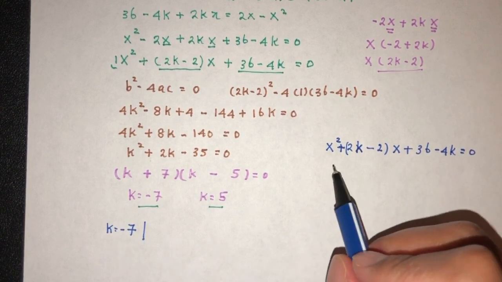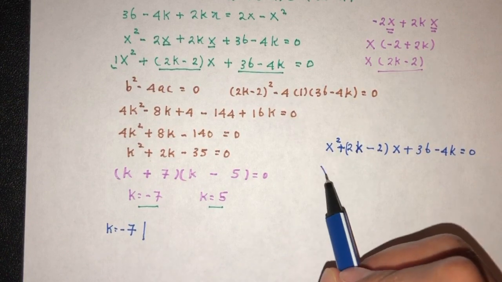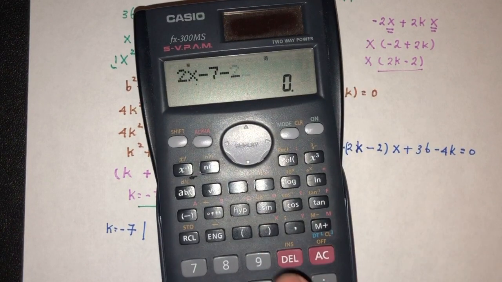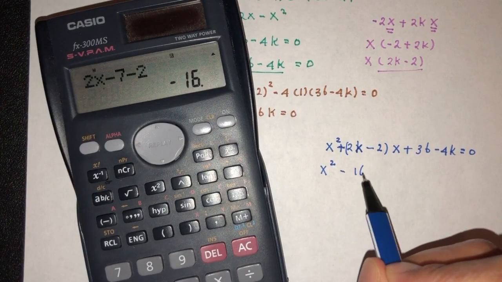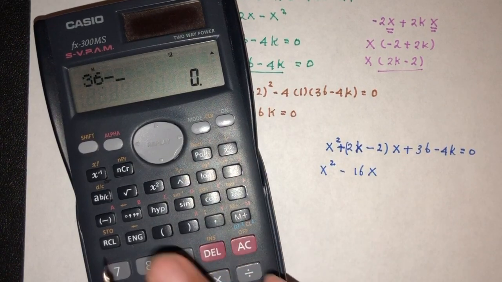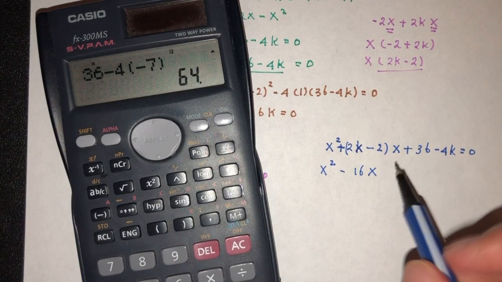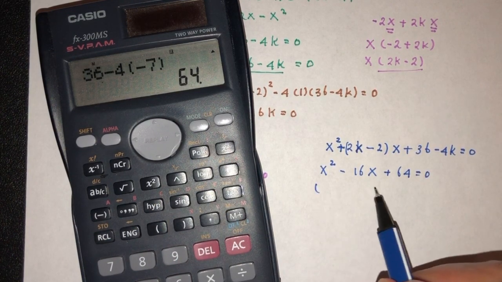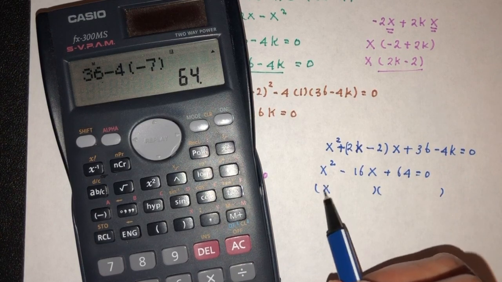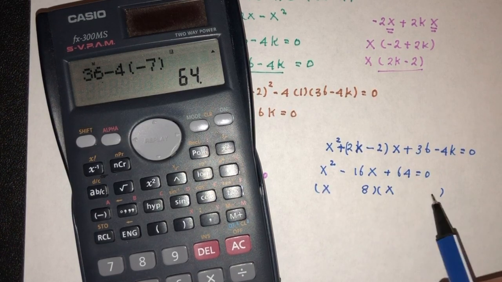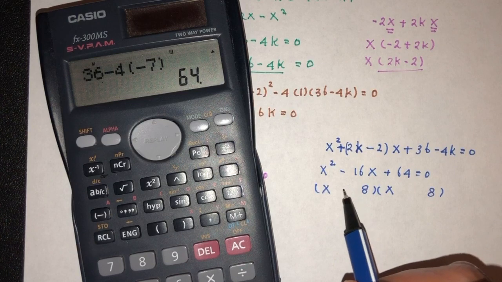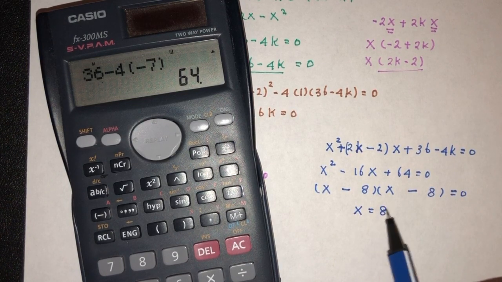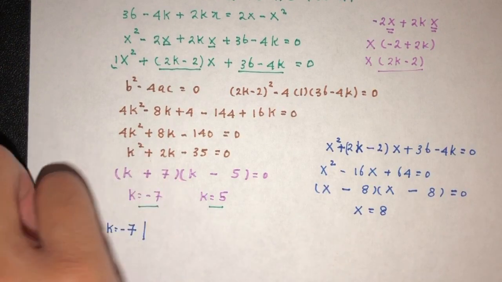Now, when the value of k is equal to minus 7, what happens? That will be x squared, we have 2 times minus 7 minus 2, that should be minus 16x, and 36 minus 4 times minus 7, that should be plus 64, equal to 0. Now we can factorize, obviously. That will be x times x, 8 times 8. To get minus 16, we have to have minus 8 minus 8. So x is equal to 8. That is for the first case scenario.